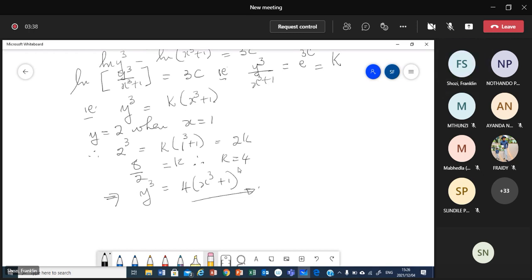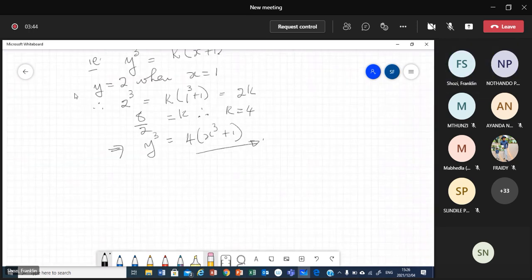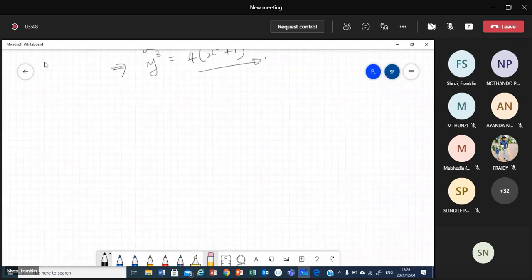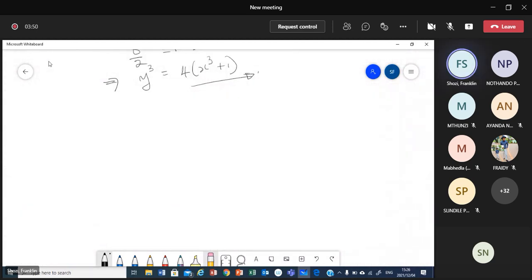Okay. We are still separating variables. Please indicate if you are not sure. We try this one again.